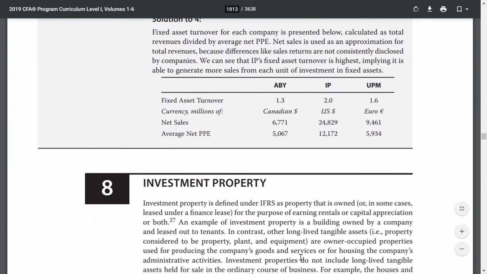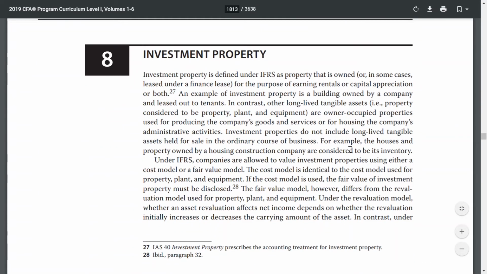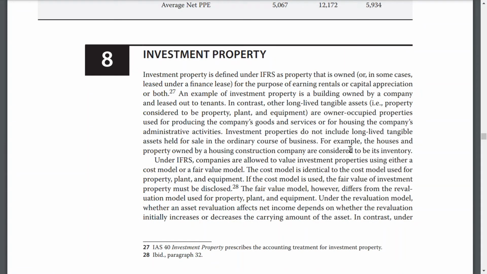Investment property. Investment property is defined under IFRS as property that is owned for the purpose of earning rental income or capital appreciation or both. For example, an investment property is a building owned by a company and leased out to tenants. In contrast, other long-lived tangible assets are owner-occupied properties used for producing the company's goods and services, or for housing the company's administrative activities. Investment properties do not include long-lived tangible assets held for sale in the ordinary course of business. For example, the houses and property owned by housing construction companies are considered to be inventory.